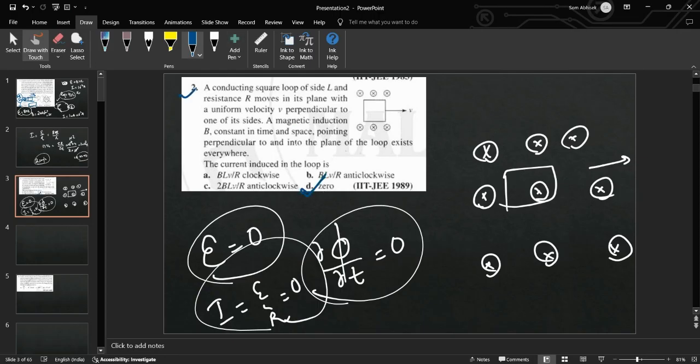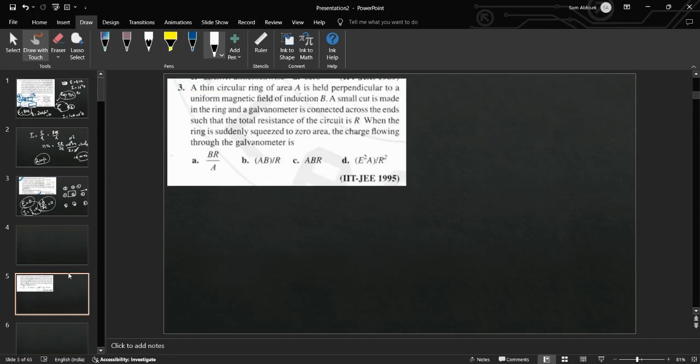I hope you understood. These are easy pickings. We'll slowly move into the advanced questions. Let's move to the next question.